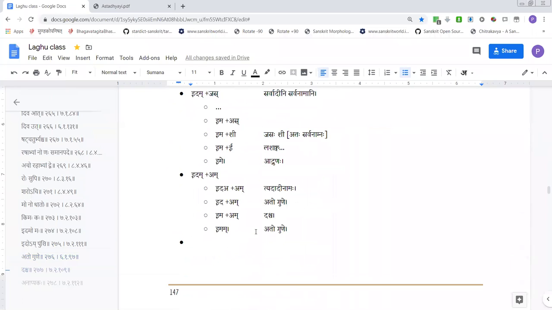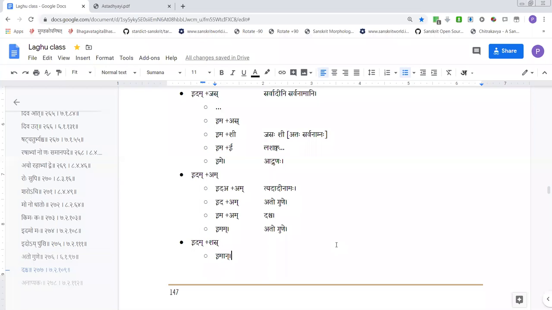So with this, what will you get now here? Idam plus shas. Somewhere you get this na, the nafpumsi. All those sutras which applied earlier will apply. The only thing is the anga change becomes ima, and here the naf pumsi sutra will apply, and then the nakara will become savarna dirgha sandhi, you will get iman.